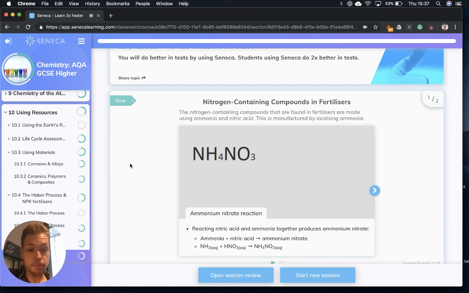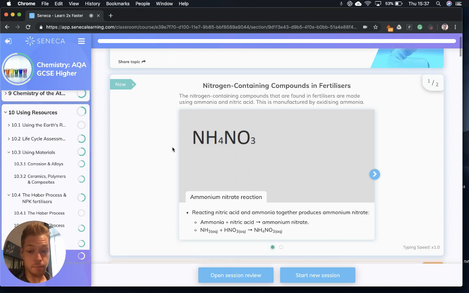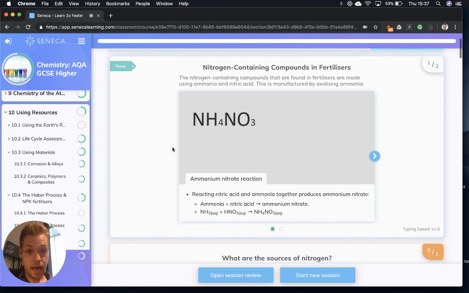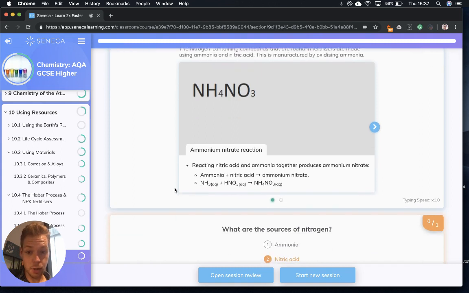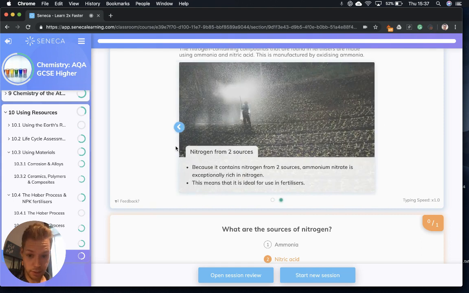So, nitrogen containing compounds in fertilizers. The nitrogen containing compounds that are found in fertilizers are made using ammonia and nitric acid. And this is manufactured by oxidizing ammonia. So that reaction is ammonia plus nitric acid goes to ammonium nitrate. And if we want the symbols, that's NH3 plus HNO3 goes to NH4NO3, and that's all aqueous.